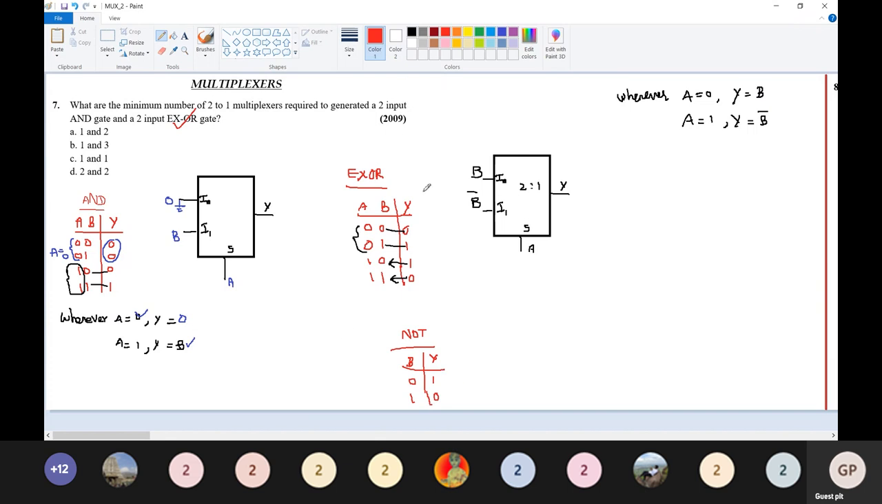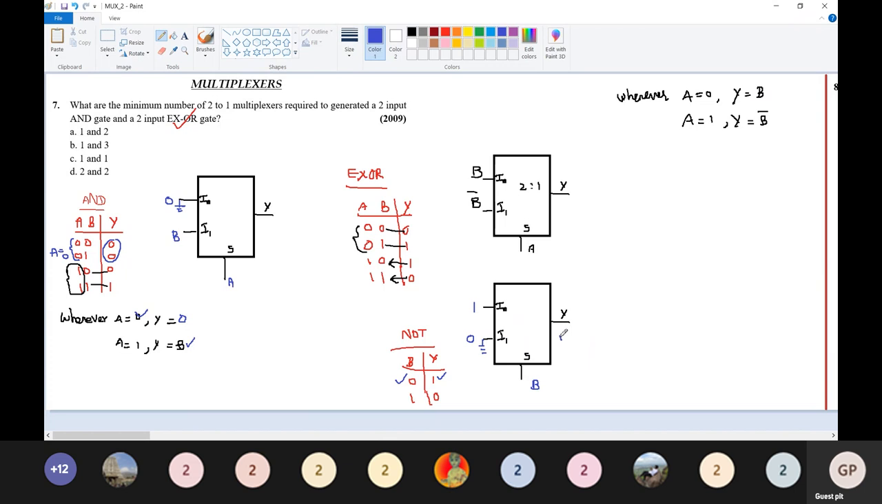Okay, so now we'll take another 2:1 multiplexer. So now the selection is b. When b is equal to 0, i naught will be selected. So when b is equal to 0, y should be equal to 1. When b is equal to 1, it should be equal to 0. That means 1. Okay, so this is the NOT gate.